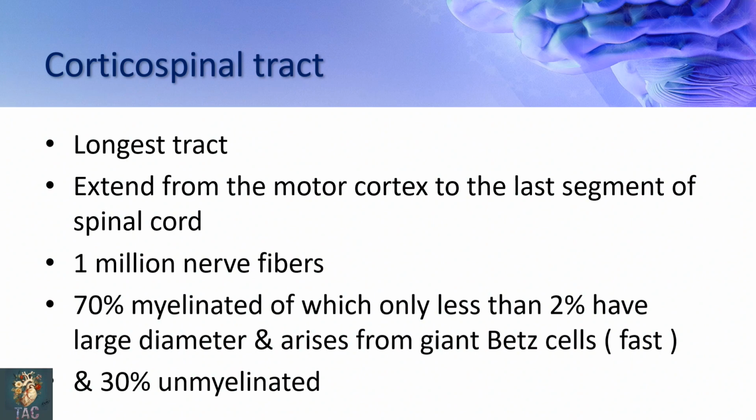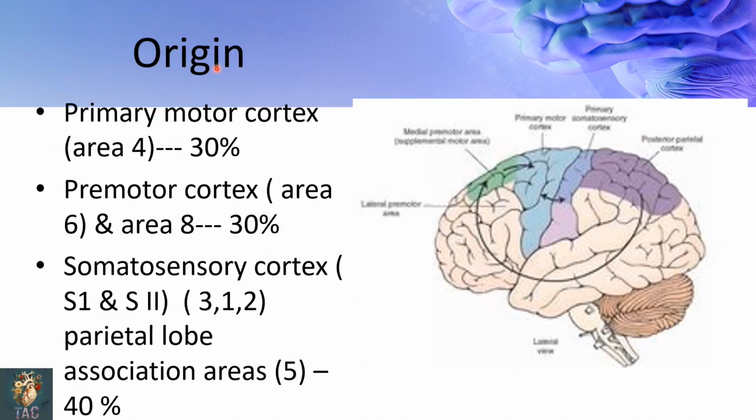This tract controls the voluntary movements of the body, the precision in the movements of the body, the highly fractionated precision movements of the limbs. These neurons are concerned with these movements.